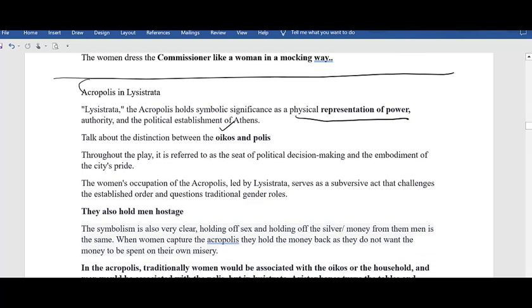And throughout the play, the Acropolis is referred to as a place of political decision making. It is also supposed to be the embodiment of the city's pride. And when women occupy the Acropolis, they are finding ways to question men and question the authority that men have, and this is a subversive act. A subversive act is something which changes the power equations between two players, and here it is subversive because it changes the power equation between men and women.